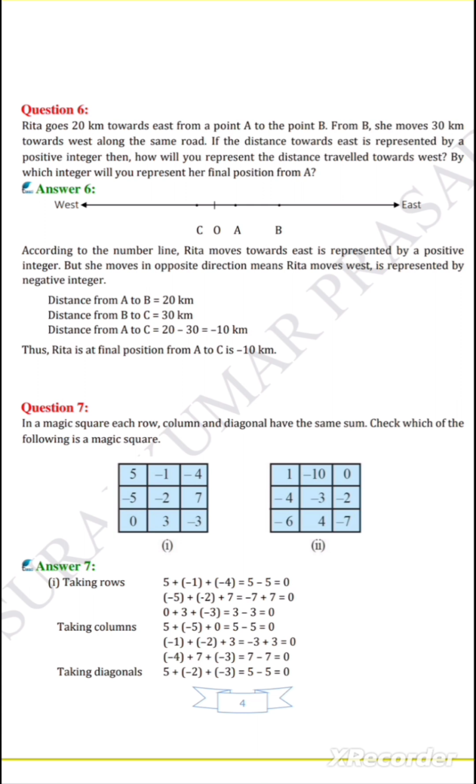The distance from A to B is 20 kilometers. The distance from B to C is equal to 30 kilometers. The difference from A to C is equal to 20 minus 30, which is equal to minus 10 kilometers.